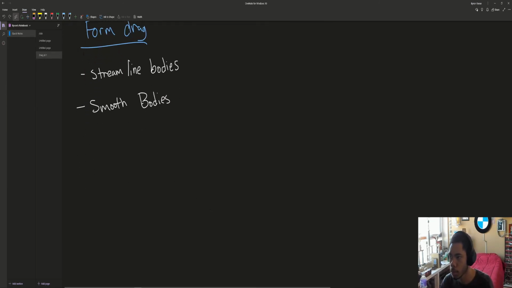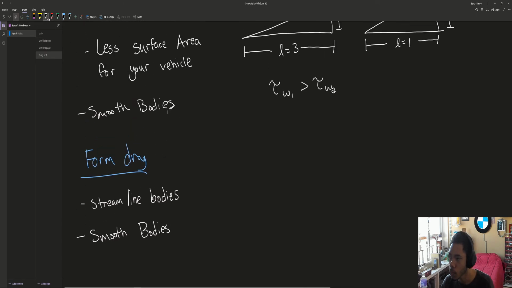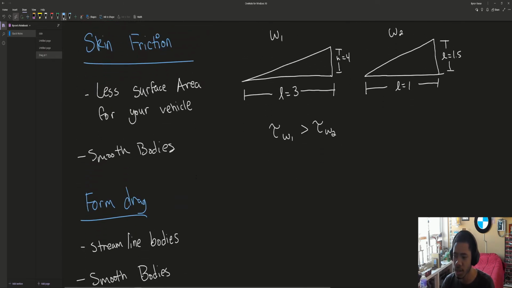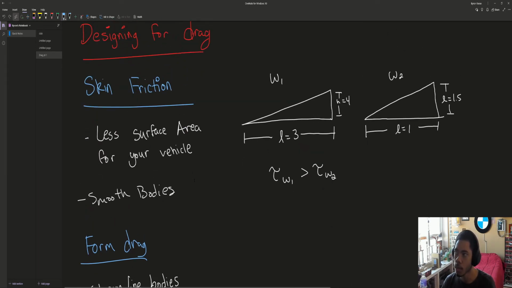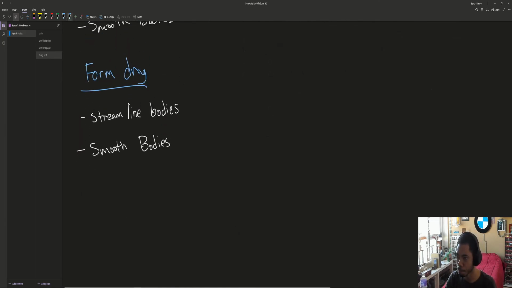Alright, next up. Also, they're kind of counterintuitive to each other, because if you have the same object but you make it longer and longer, you'll essentially get less form drag of certain types, but you'll definitely get more skin friction. So there's a lot of trade-offs when it comes down to designing for drag. Next one we talked about was induced drag.